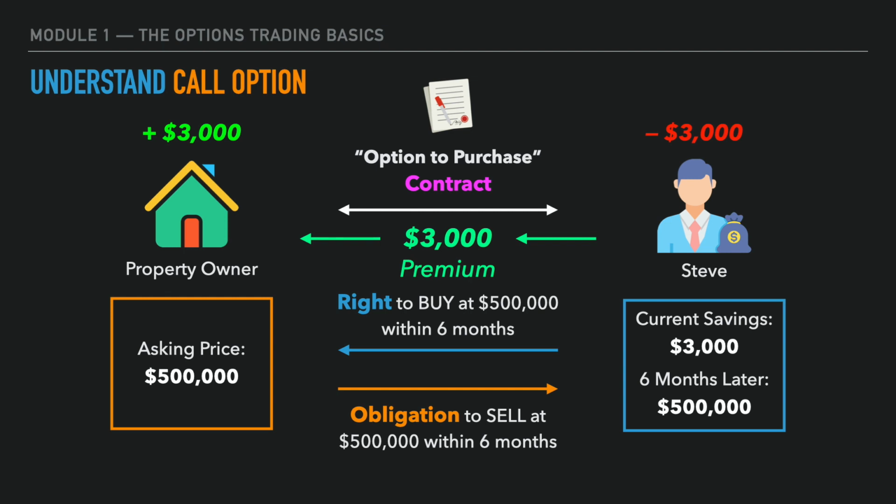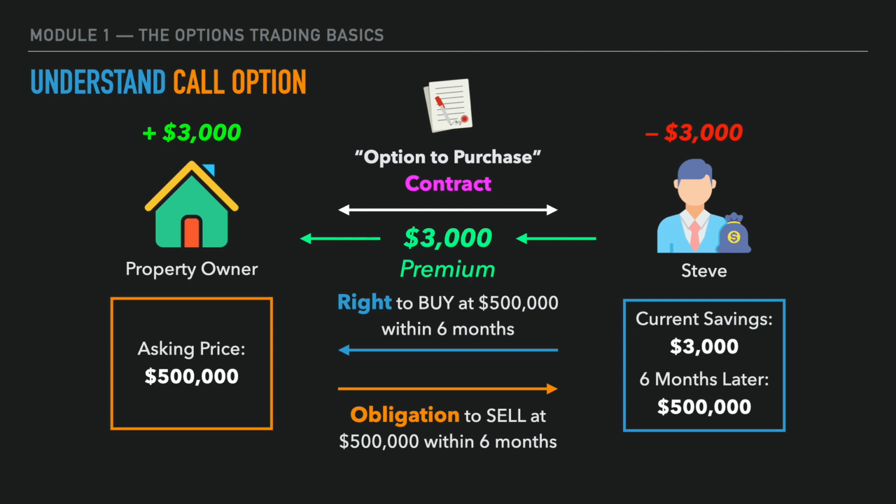If Steve decides not to purchase this property for some reason, he can just walk away from this deal without any penalty. But he will lose the $3,000 premium to the property owner. The property owner can put his property back on the market for sale, and at the same time he has earned $3,000 as a small profit from Steve. As we can see, both parties can benefit from this deal.